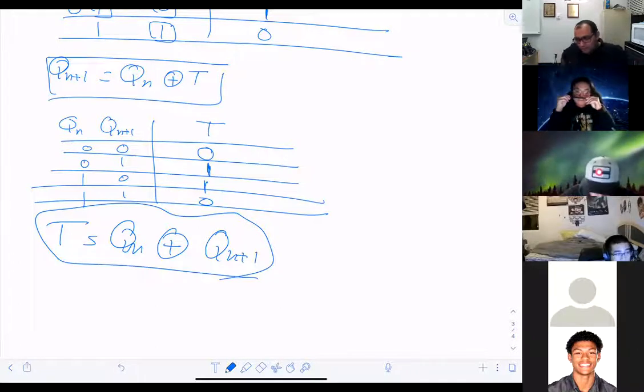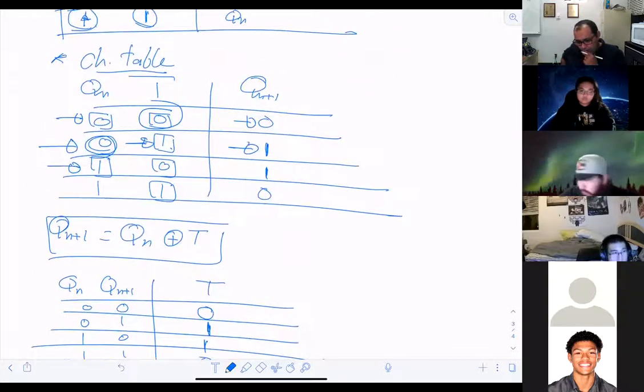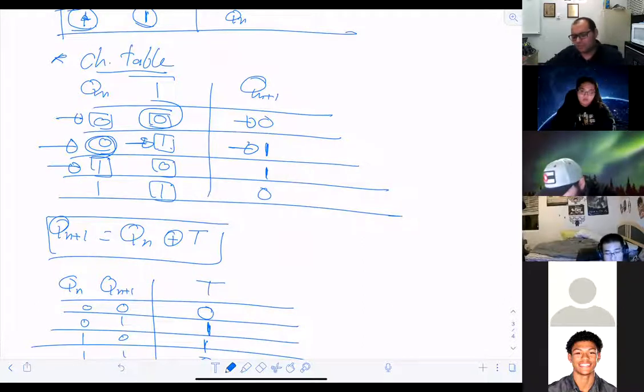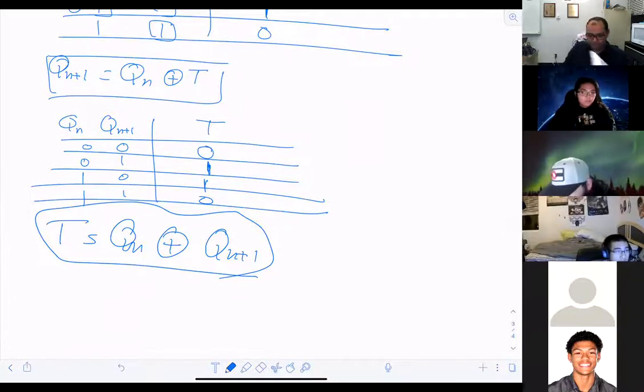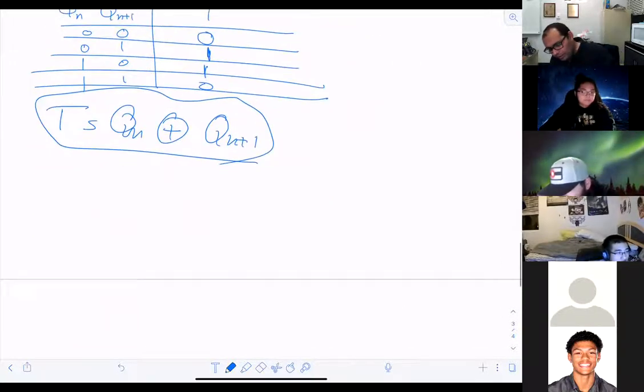So now we fully understood what the excitation table and characteristic table mean, right? I think I have something that is not correct here, so let me just check one second, please. Somehow I have something that's not correct. Yeah, that's fine.